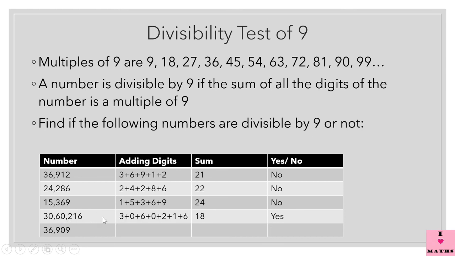30,60,216. Now, 3 plus 0 plus 6 plus 0 plus 2 plus 1 plus 6 is 18. And 18 comes in the table of 9. So, 30,60,216 is a multiple of 9. Okay, let us look at this. 36,909. 3 plus 6 plus 9 plus 0 plus 9 is equal to 27. Also, 27 comes in the table of 9. So, 36,909 is a multiple of 9.